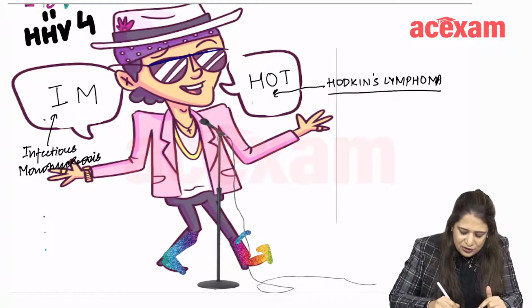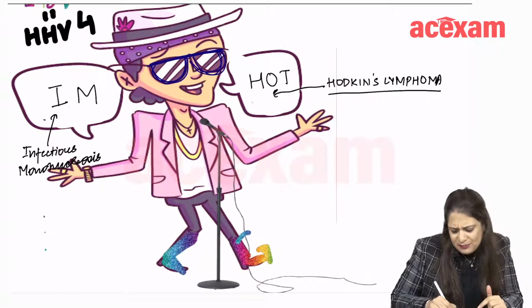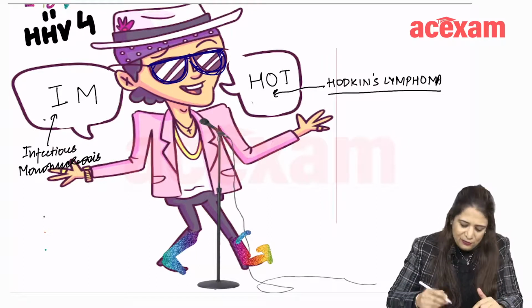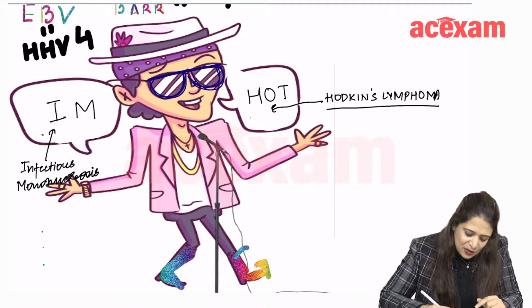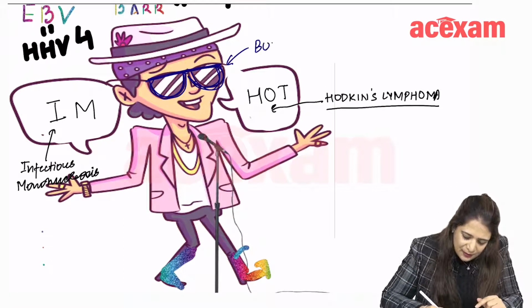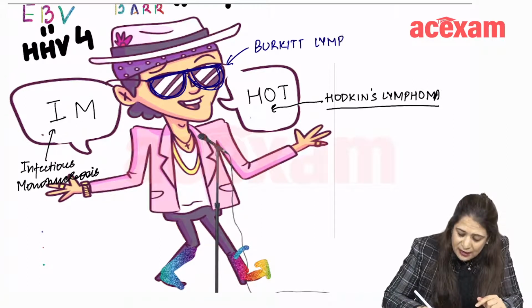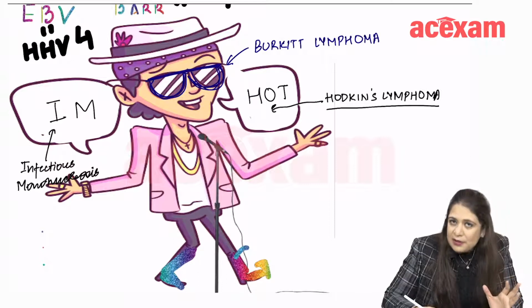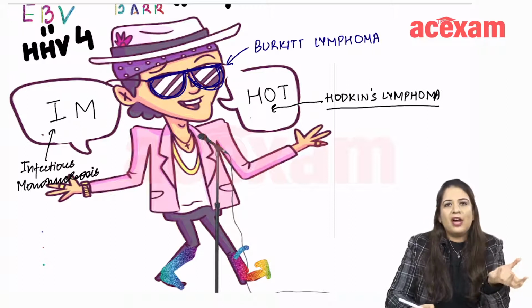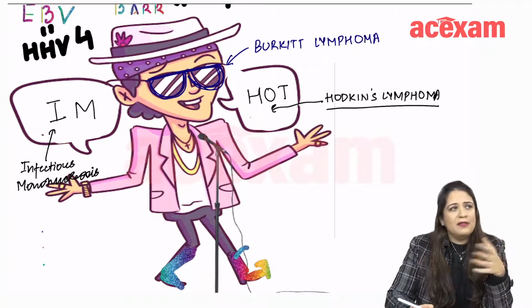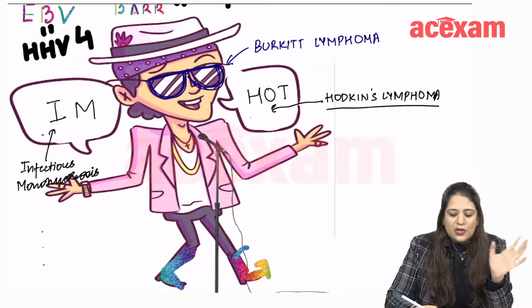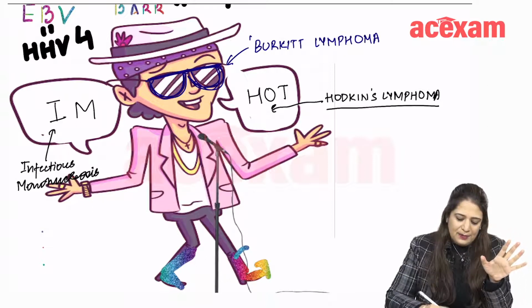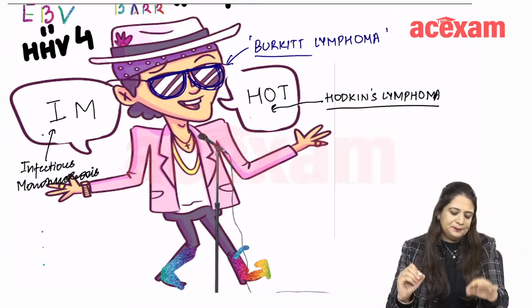To remember this, just have a look at his goggles, right? His goggles are shaped like B. Can you think it is shaped like B if you have imagination like me? So from B comes Burkitt lymphoma. Now, especially the endemic Burkitt's lymphoma, which is commonly seen in the African subcontinent, wherein a young child presents with massive jaw swelling, massive lymphadenopathy. So that is associated with Epstein-Barr virus, Burkitt's lymphoma.